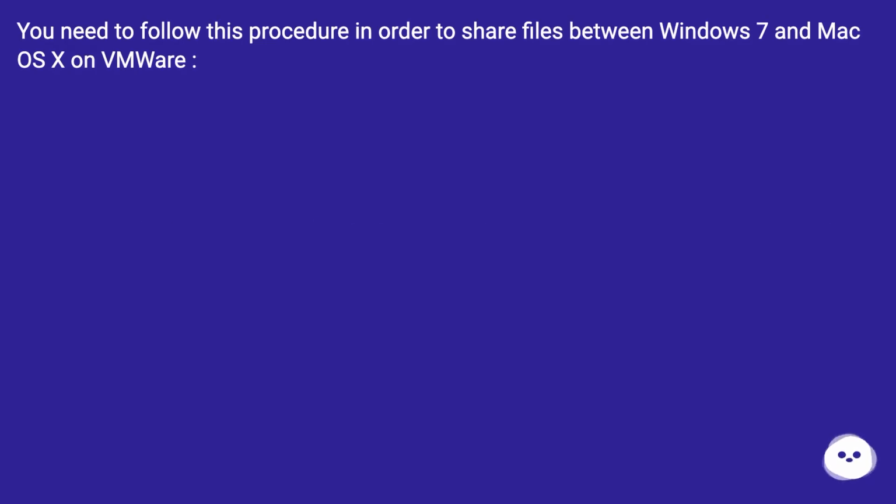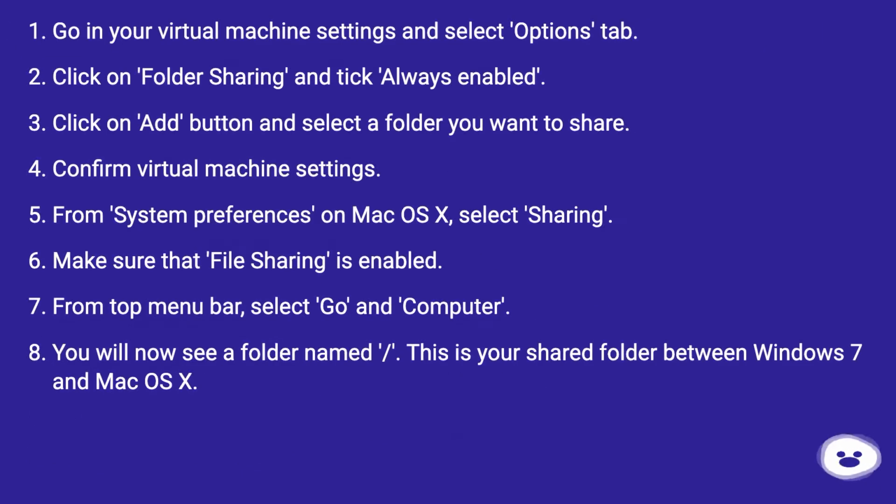You need to follow this procedure in order to share files between Windows 7 and Mac OS X on VMware. Go in your Virtual Machine Settings and select Options tab. Click on Folder Sharing and tick Always Enabled. Click on Add button and select a folder you want to share.